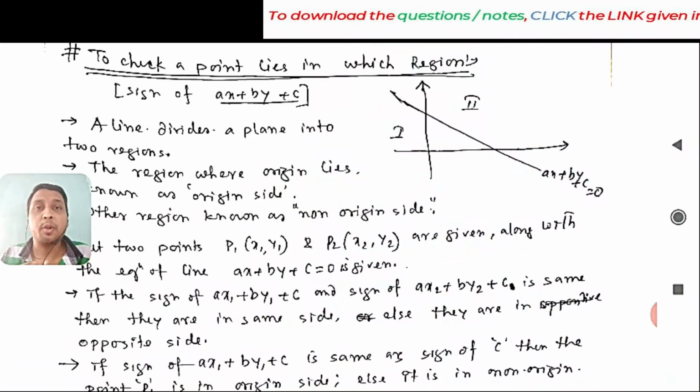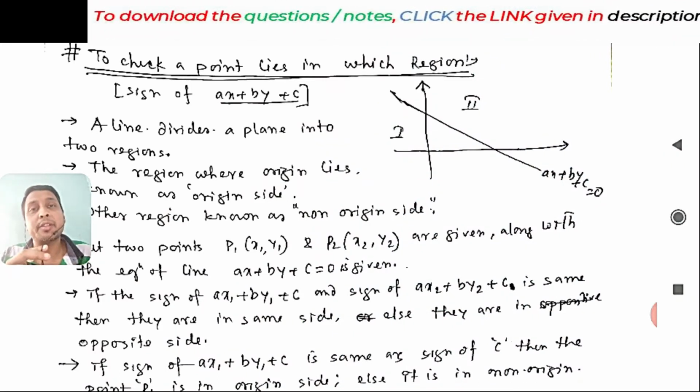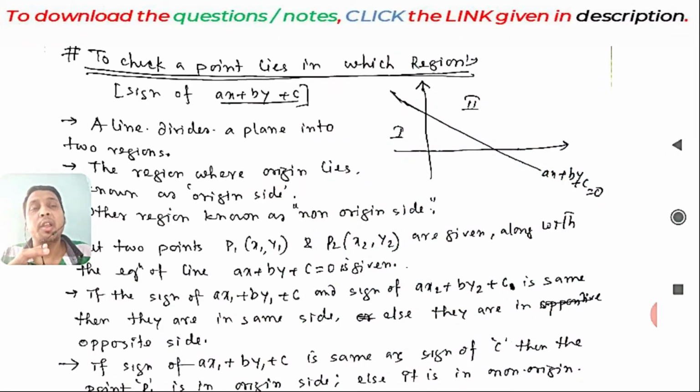Okay students, welcome all to this new lecture on coordinate geometry, basic level. So today we will be seeing how to check on which side of a straight line a point is lying. This is also known as how to interpret the sign of the ax plus by plus c expression.